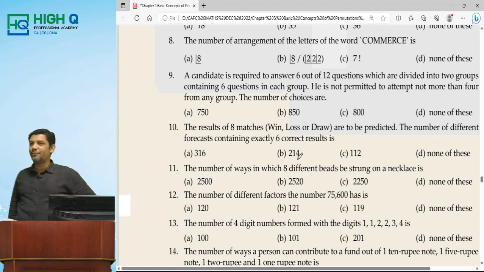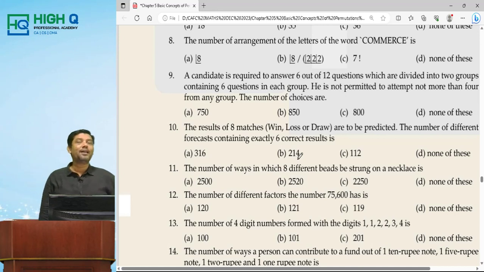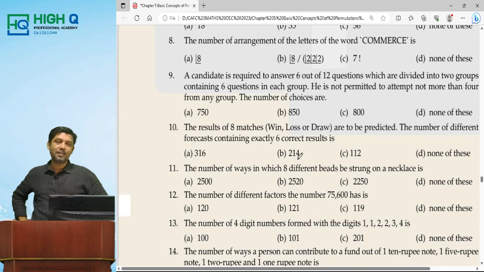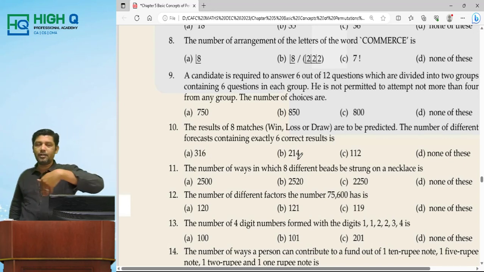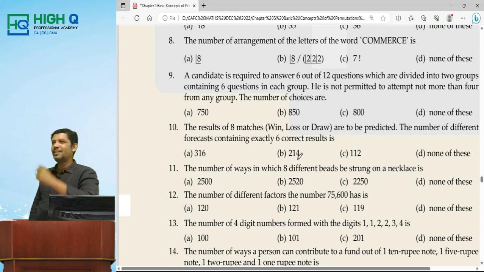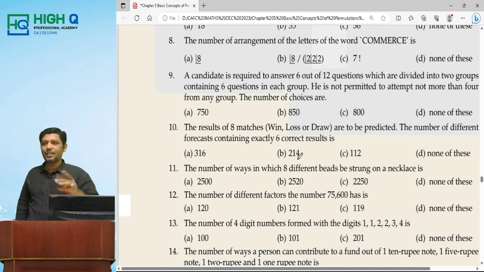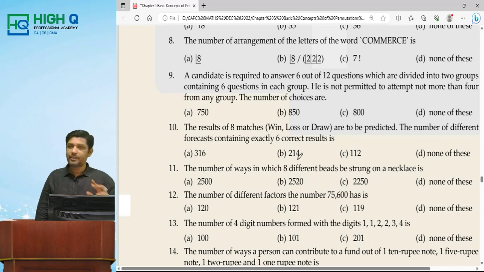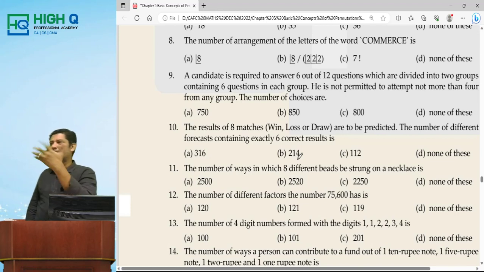For example, when you watch any sport, say India versus West Indies is going on. Let me assume 8 matches, India West Indies. We always predict that this visit India will win the series, and we can say India will win a minimum of 6 matches.